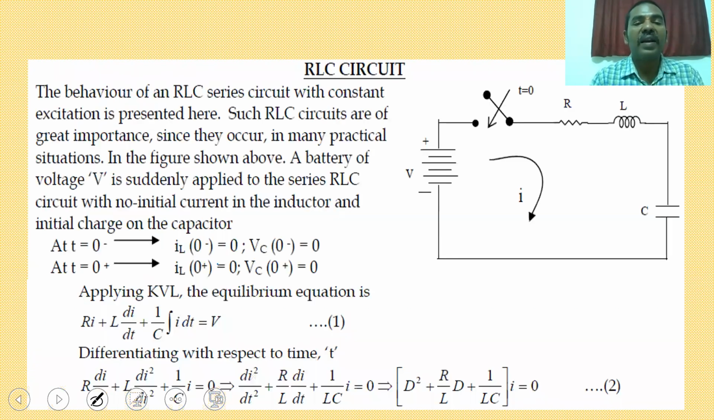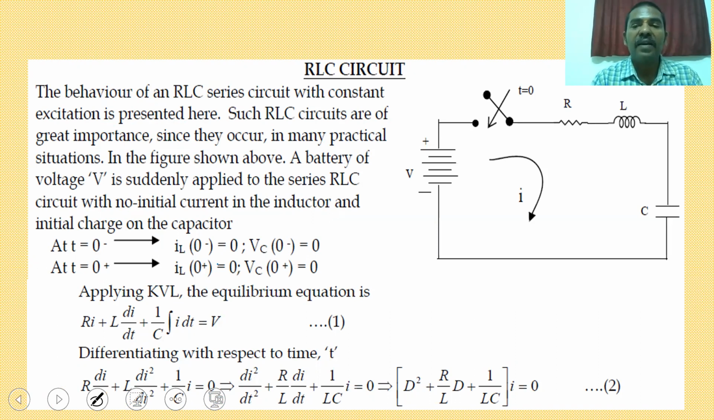Then come to the RLC series circuit. R, L, C are connected in series. The inductor has no initial current. The capacitor has no initial voltage. It is excited by a step input of V volts. At t is equal to 0, the switch will be closed, and a current I of t will flow through the circuit.